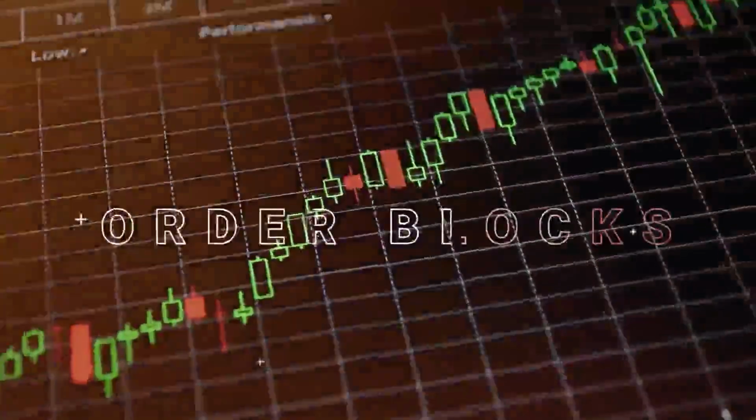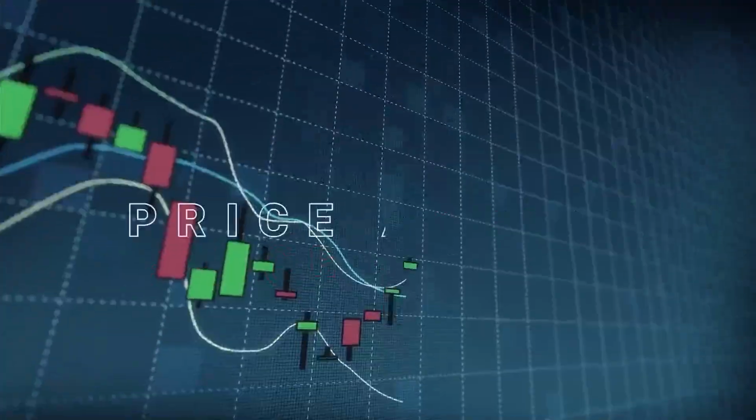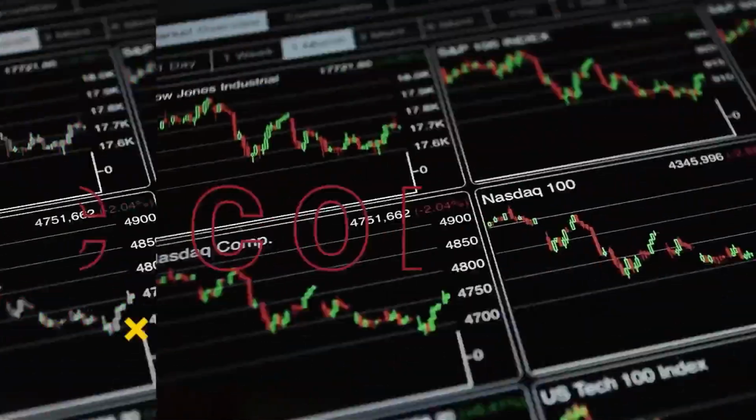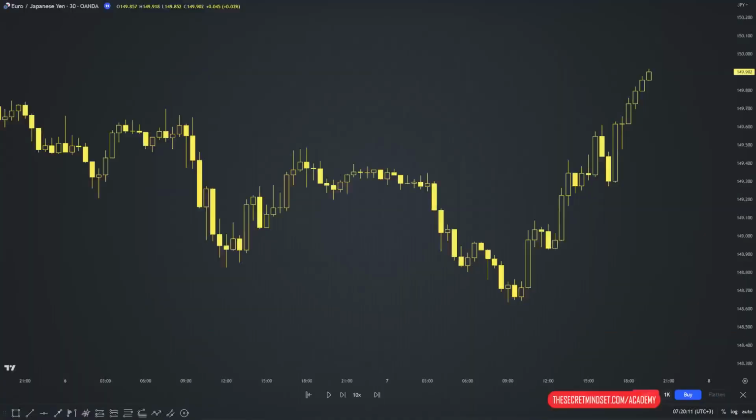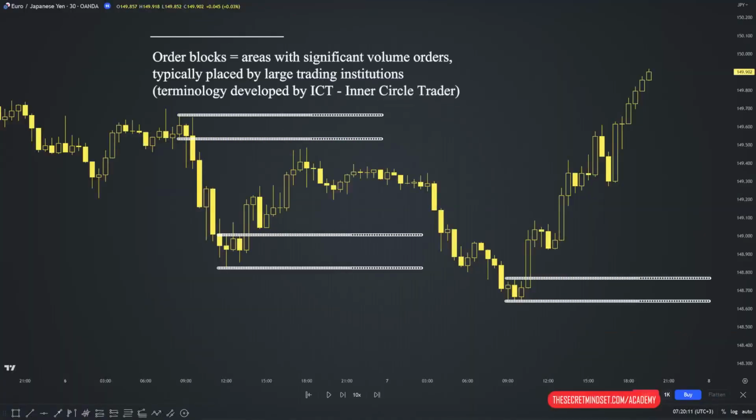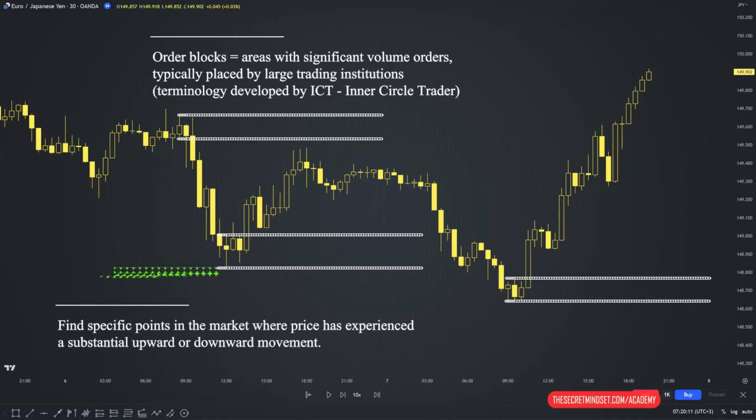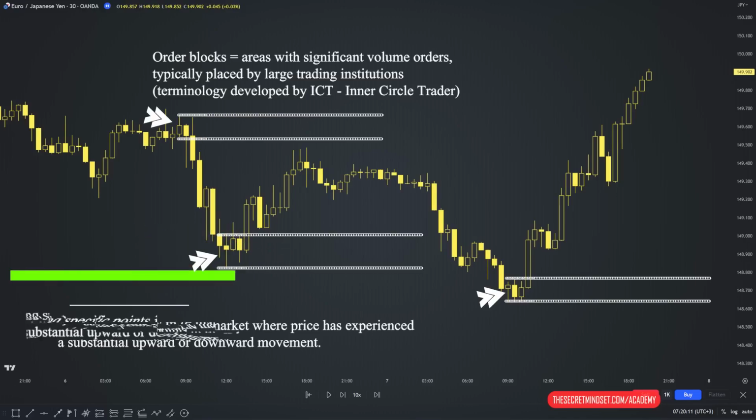Today we're gonna talk about day trading using order blocks and how I use them in combination with price action. So order blocks. These are areas with significant volume orders, typically placed by large trading institutions. The key concept behind trading with order blocks involves finding specific points in the market where price has experienced a substantial upward or downward movement.